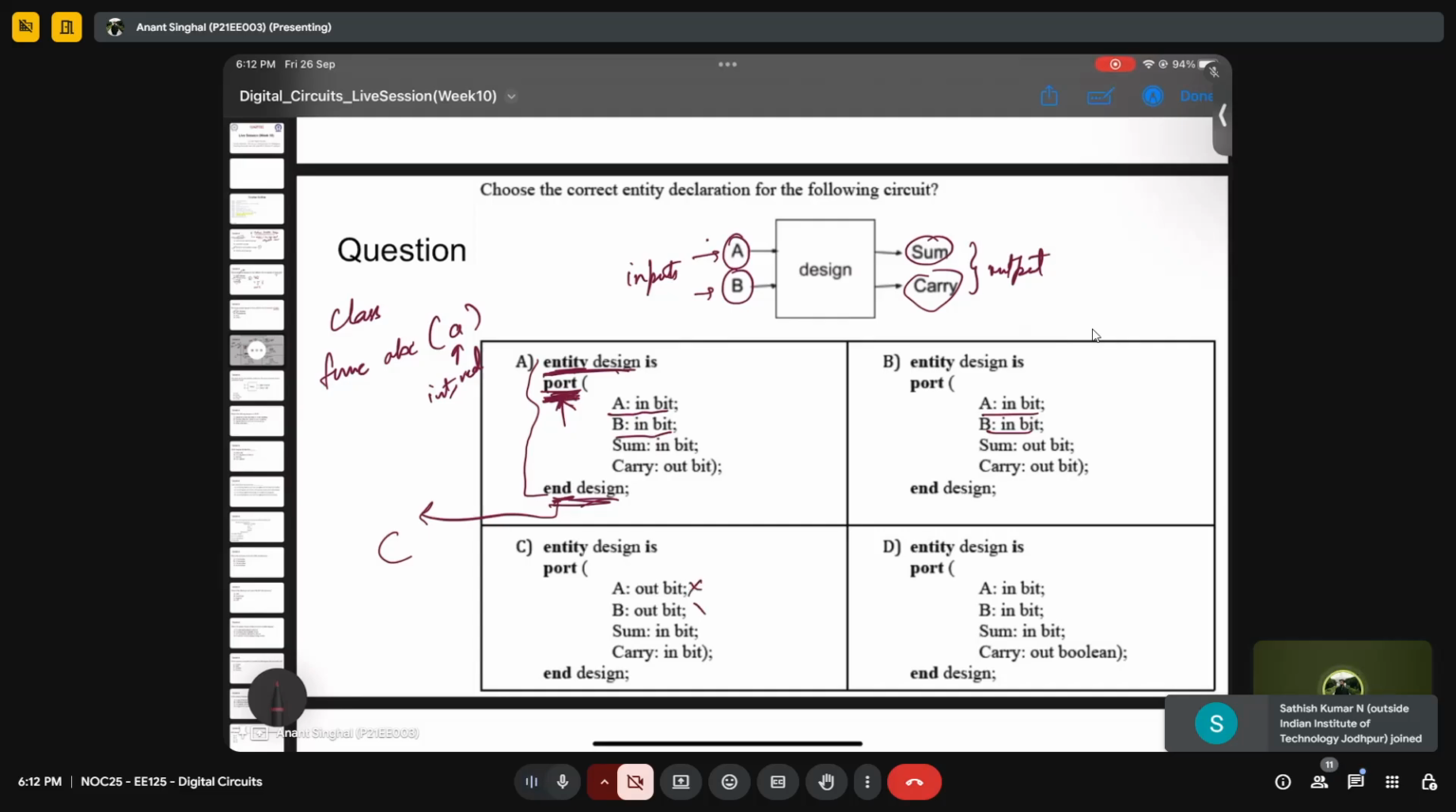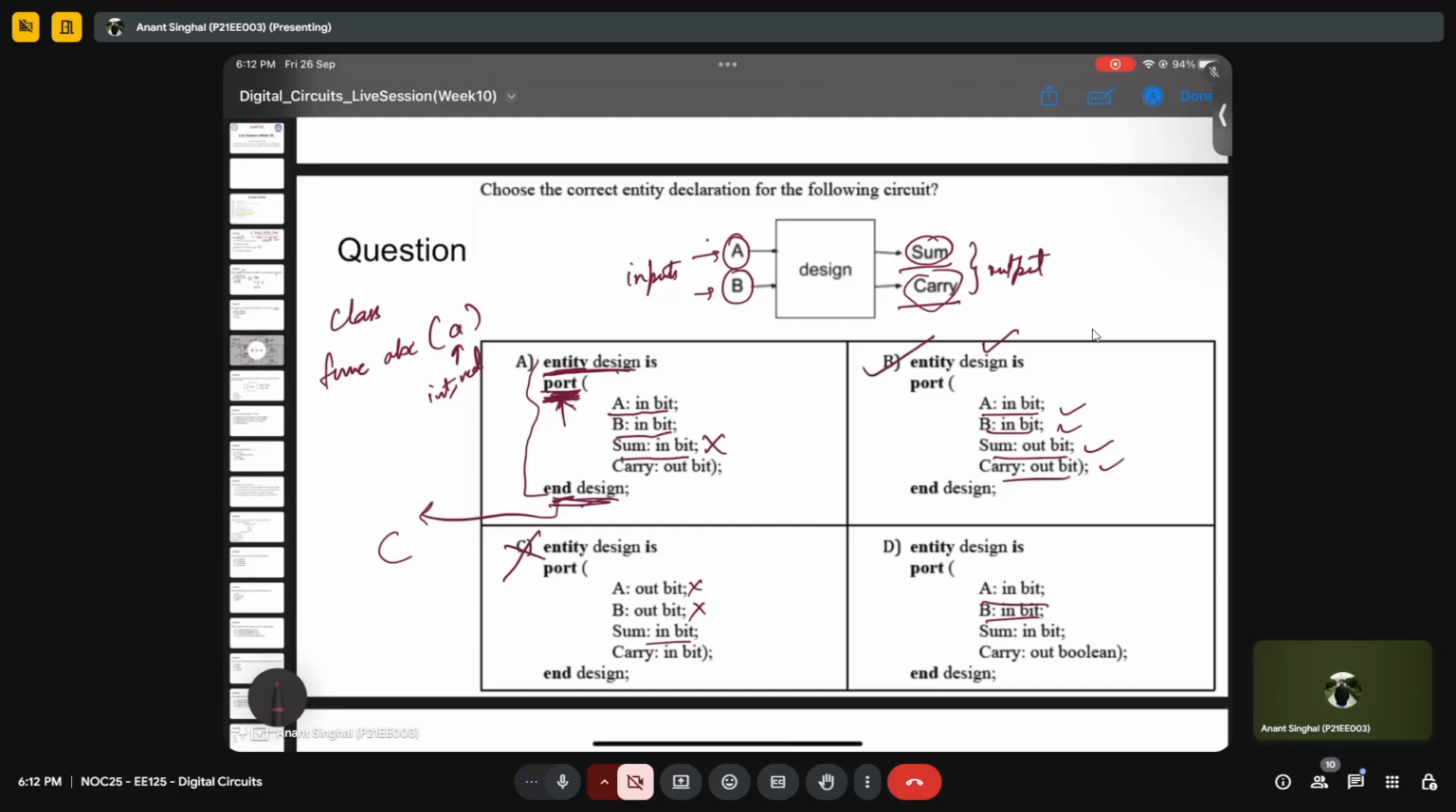So A cannot be the output, and so option C cannot be correct. Now sum and carry are both the output ports, right? So sum cannot be the input, so this is also wrong. Sum and carry are the output ports, so this is correct. And the entity is also named design, which is correct. So option B is the correct answer to this problem.